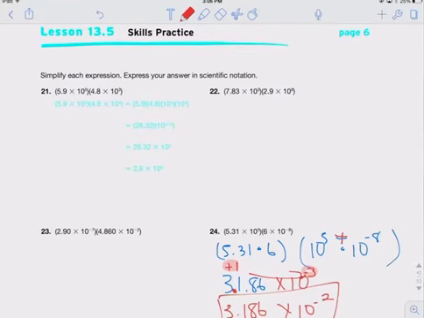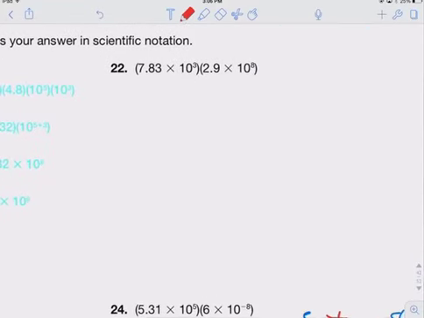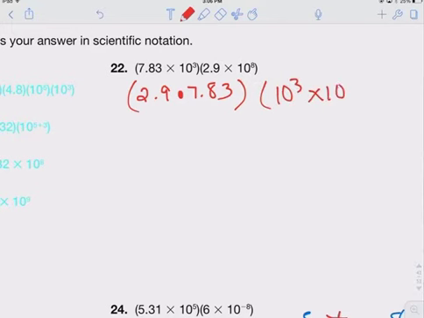Okay. 22. Do the same, right? 2.9 times 7.83. And then 10 to the third times 10 to the eighth, you add the exponents. And you should get 22.707, right? And then 10 to the third, add 8.